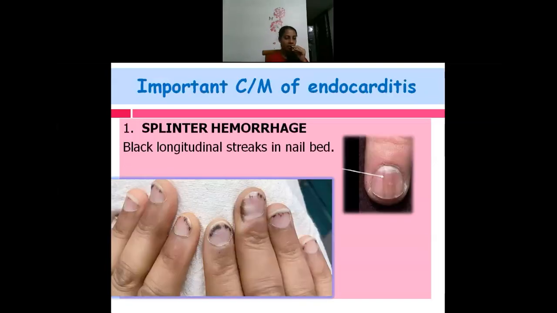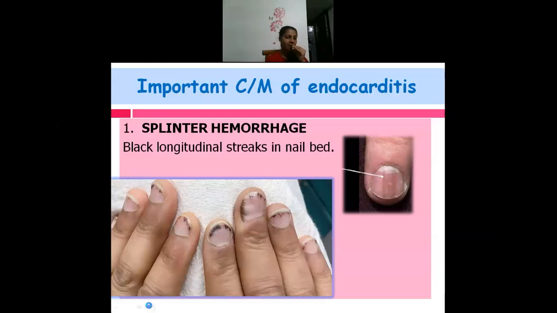Now, there are some classic clinical manifestations of endocarditis. Classic clinical manifestations means it is only seen in endocarditis. We'll see what those symptoms are. First of all, splinter hemorrhage. You can see here in the figure, splinter hemorrhage means a black longitudinal streak on the nail bed. That is called splinter hemorrhage.